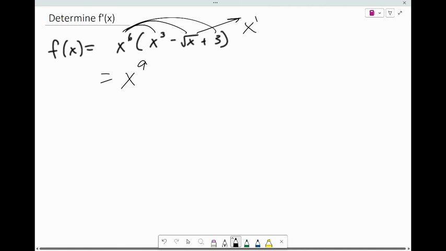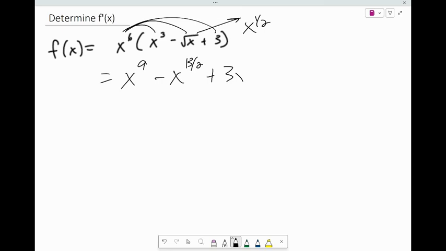That's really x to the 1/2. And if you multiply x to the 6th times x to the 1/2, you're going to get x to the 6.5, which is 13/2, plus 3x to the 6th. Now, I haven't taken the derivative yet, because by rewriting f of x, I didn't have to use the product rule. So now I can take the derivative using just my basic subtraction, addition, power rules, constant multiple rules, right?